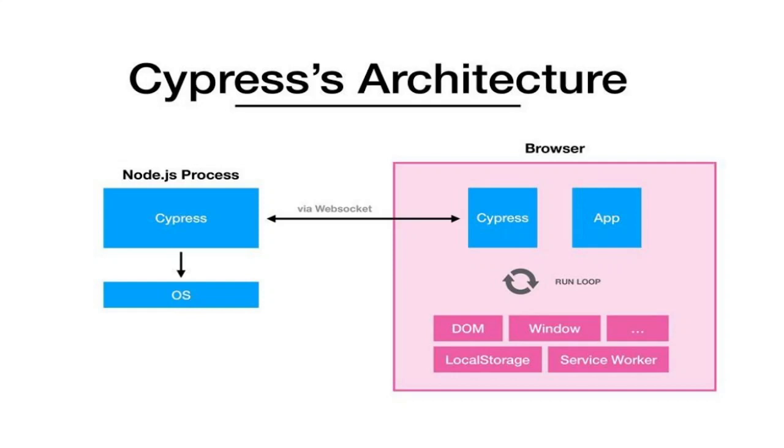In Selenium, the Selenium jar file communicates with WebDriver, and WebDriver communicates with the browser. But in this case, there is no WebDriver here. Cypress directly communicates with the browser. That's the reason it's very fast. Got my point? Got it.